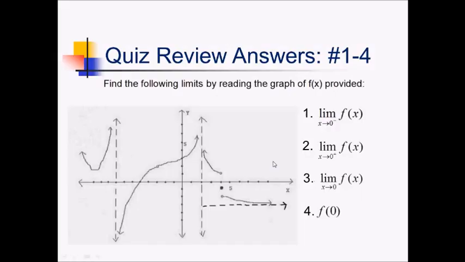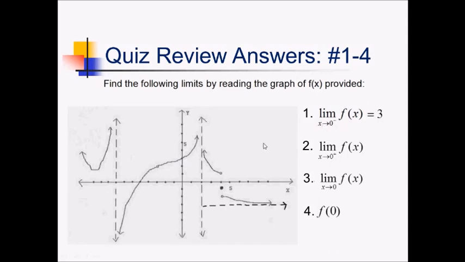Graphical limits. For this problem, we're trying to use this graph to find various limits and function values. So for part A, we're asking about the limit as x approaches 0 from the left. In fact, all these questions, A through D, are asking about the properties at 0. So as we approach 0, that's the y-axis, from the left side, we're heading toward the y value 3, so that's our limit at 0 from the left.